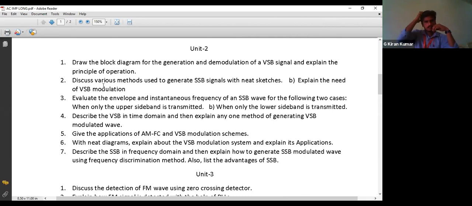Draw the block diagram of the generation and demodulation of VSB signal and explain the principle of operation. Okay, we discussed VSB generation and various methods to generate SSB signal, and what is the need of VSB modulation. And the third one is to evaluate the envelope of instantaneous frequency of SSB wave for the following two cases.